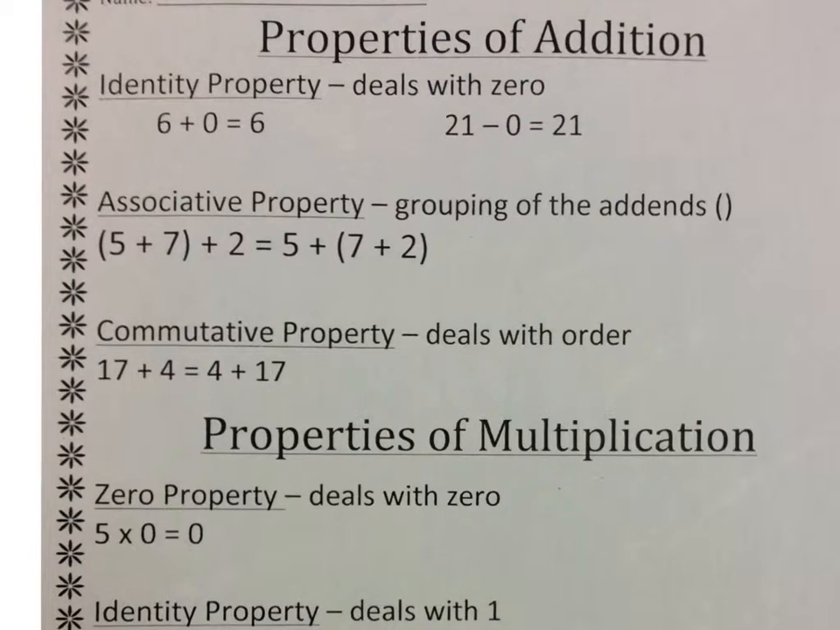addition. Anything plus 0 is going to equal itself. Anything minus 0 is going to equal itself. And that's really all there is to the identity property of addition. The associative property is grouping, how we group the numbers that we're adding. Add-ins are just the numbers that we're adding.